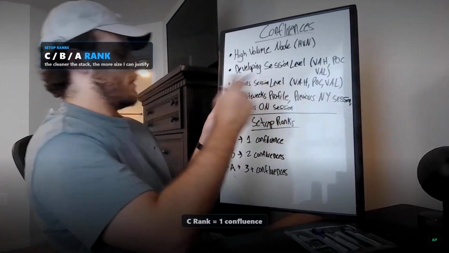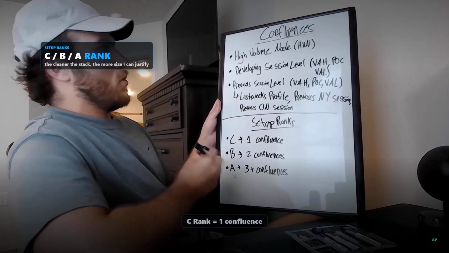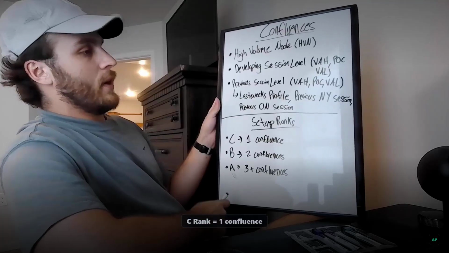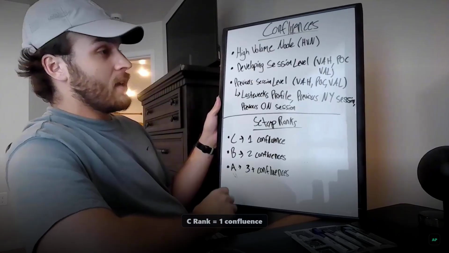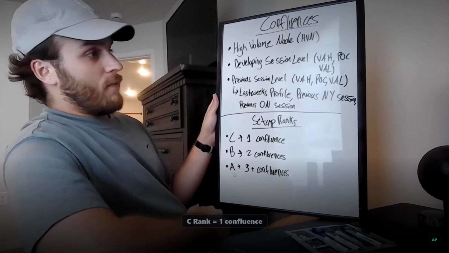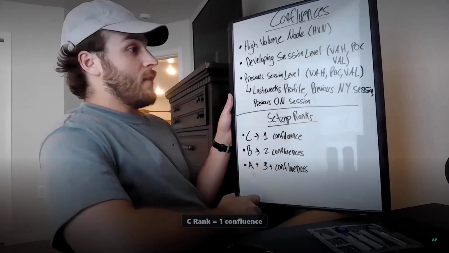So setup ranks. C rank is one confluence. Let's just say it's only developing session level, value area high. I'm looking to fade it. And sometimes that is all you're going to get, are C ranks. If price is far away from what it was from the store, the only setups you have are C ranks.